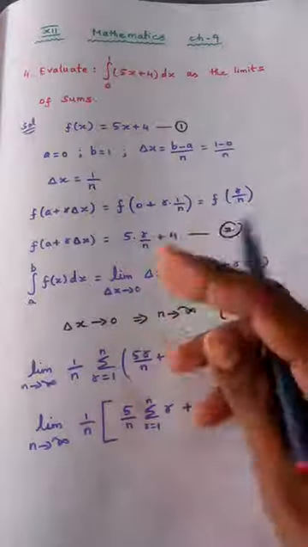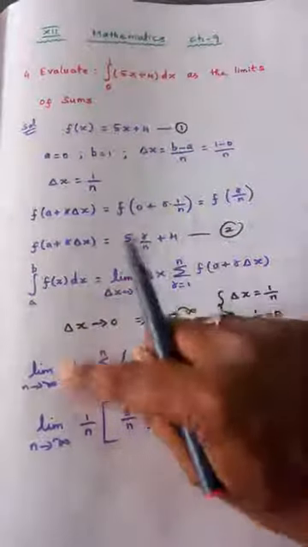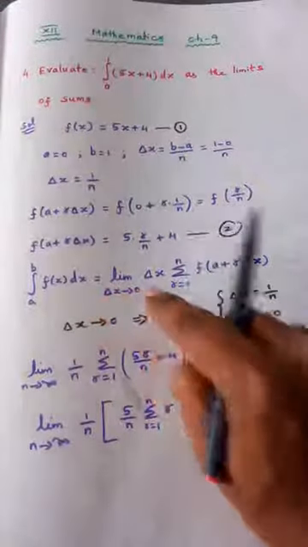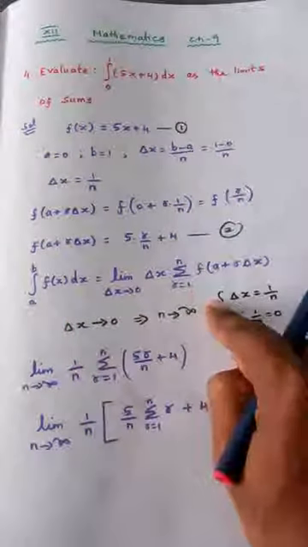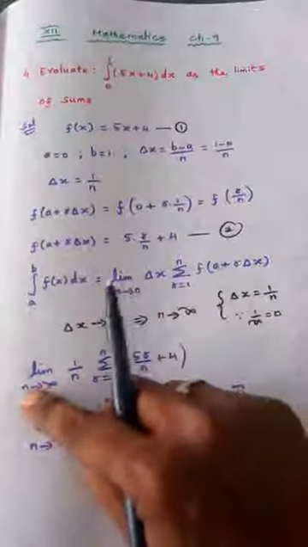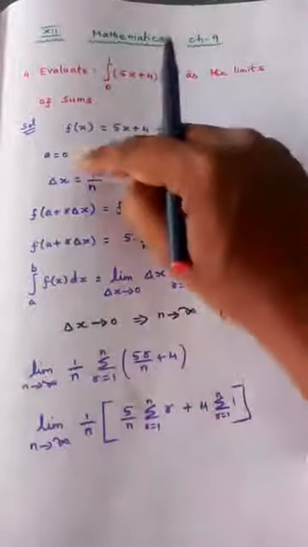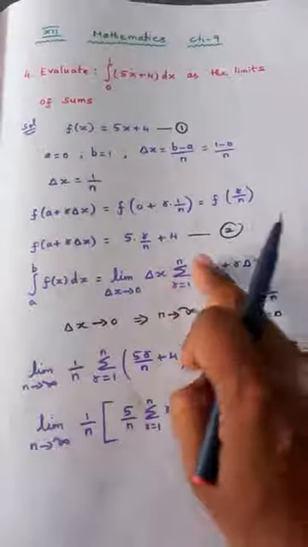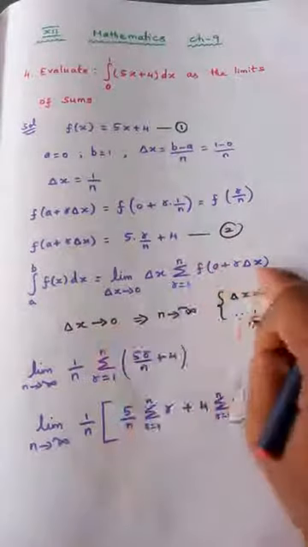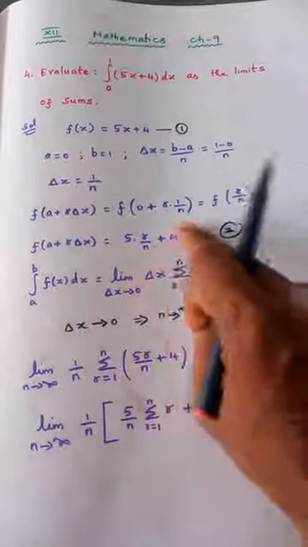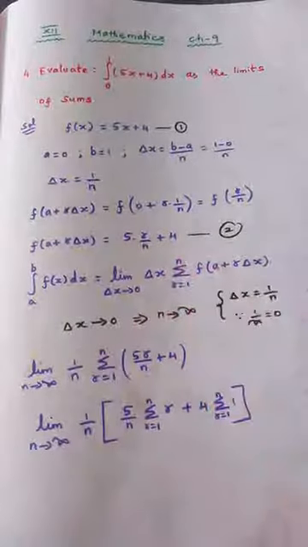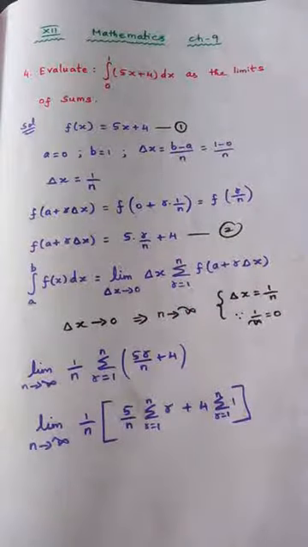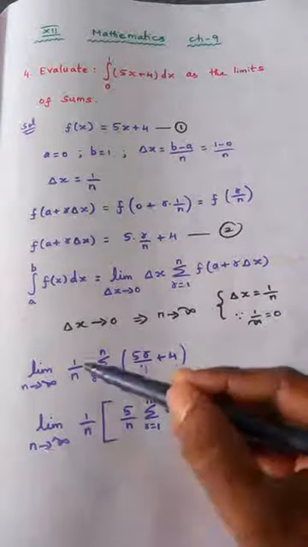So in the next step, I am going to change this limit. Instead of writing delta x goes to 0, I am going to write n goes to infinity, because if delta x goes to 0, n will go to infinity. In place of delta x, write the value 1 by n. Summation r equal to 1 to n. The f of a plus r delta x value is present in the second equation. Take that and substitute here: 5r by n plus 4. Hope you are listening, and I hope you can understand. Limit n goes to infinity, 1 by n.